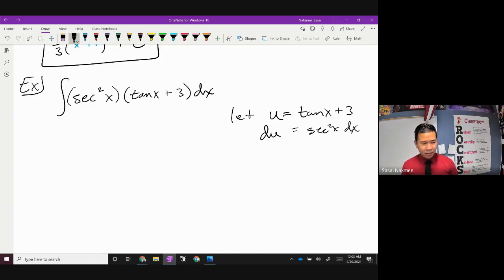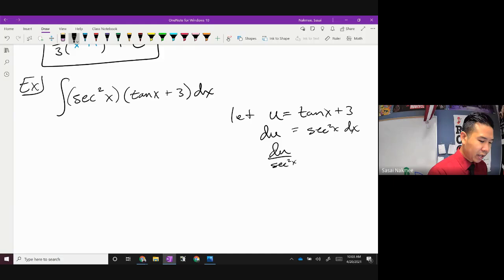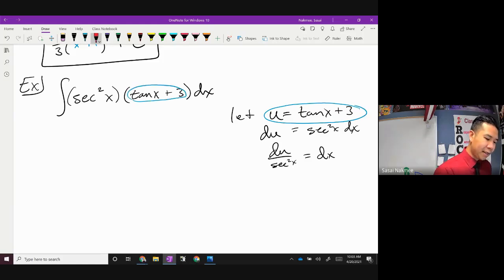Don't forget the x in there. So du over secant squared x is equal to dx. I like color coding my stuff. I can see that u is going to be replacing this right here, and dx is going to be replaced by du over secant squared.